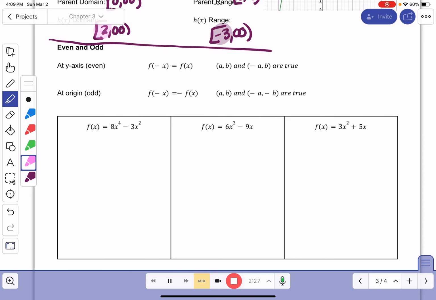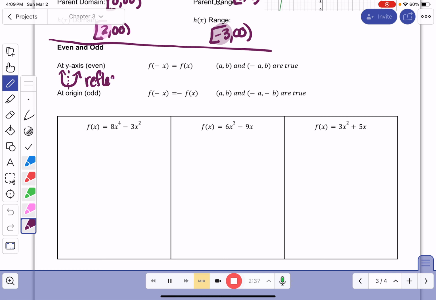Symmetry is another way to describe shapes. A function with even symmetry is reflective or symmetrical at the y-axis. And a function with odd symmetry is rotational at the origin, (0, 0), meaning you can spin it. So that's how you can tell visually.